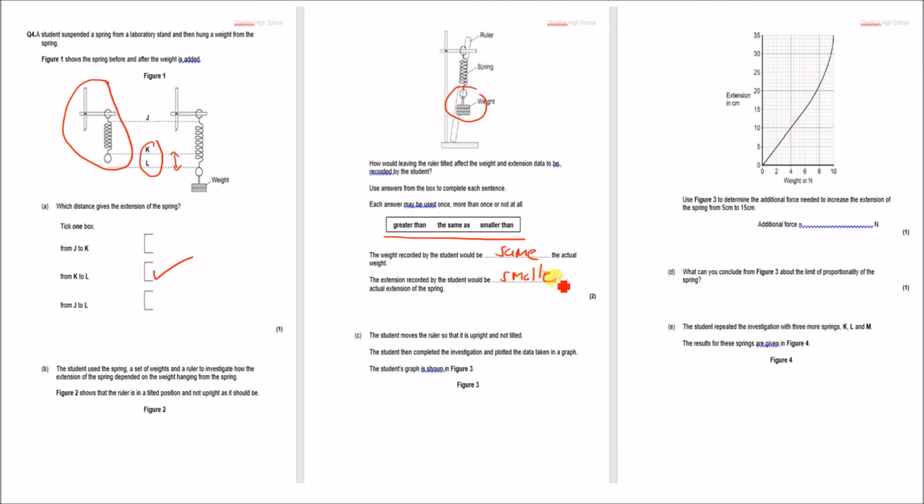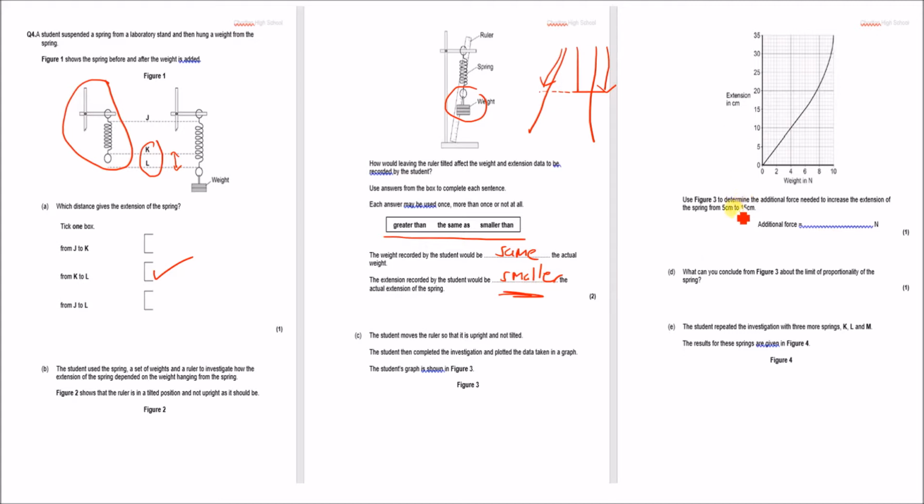Now the reason it's smaller is because if you look at a tilted ruler compared to a straight ruler, and this extends by this amount, you can clearly see that that would not have gone as far on this one because we've created a kind of hypotenuse as if this would be a triangle. So that extension on that ruler is greater than it would be if you tilt it that way. So that means it's smaller.